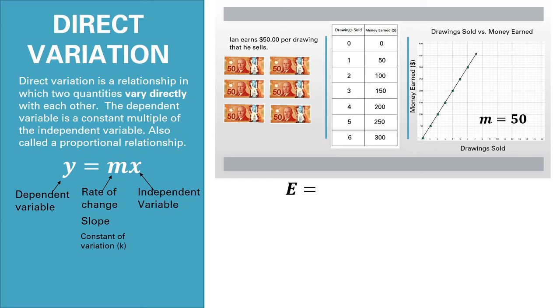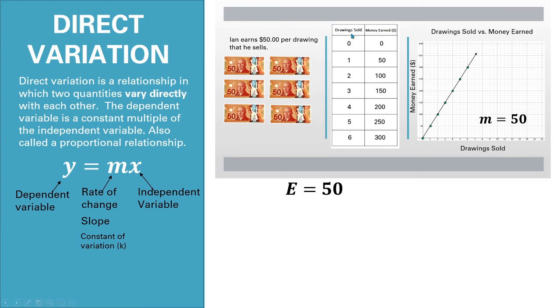Now, what was our rate of change from this scenario? Our rate of change or slope was 50. And so instead of writing M, I can write 50. What was our independent variable? Our independent variable in this situation was the number of drawings sold.